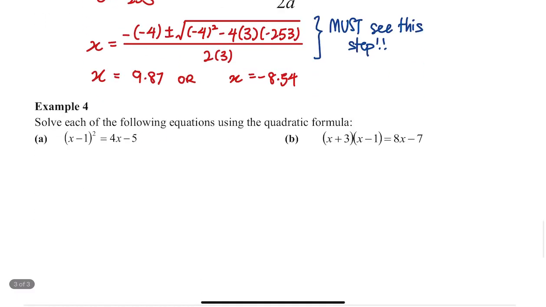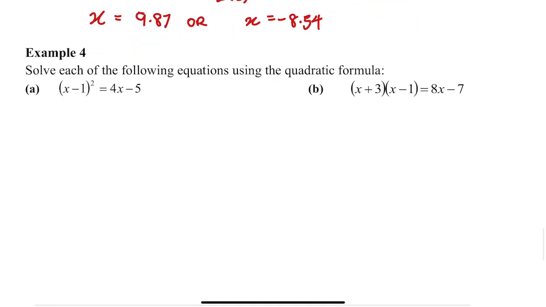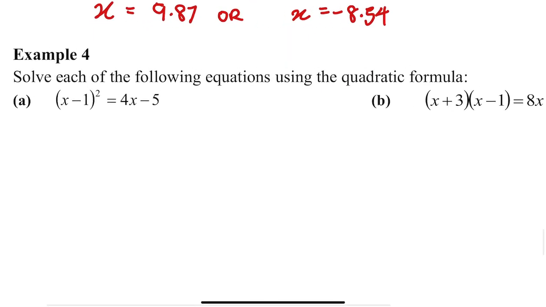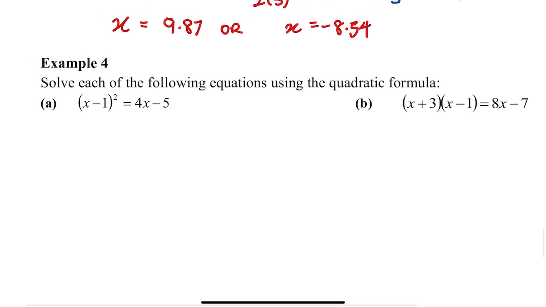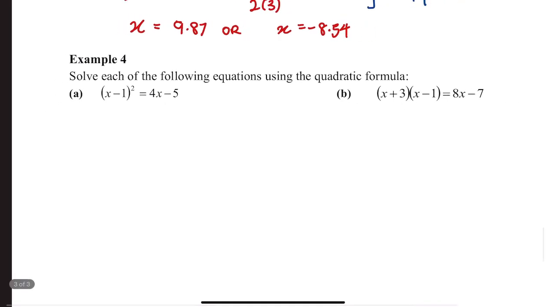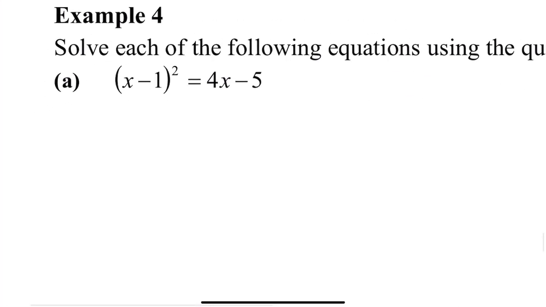Now let's look at example 4. Example 4 is two parts. Very simple. You can first check first. You note that the right hand side is not 0. So that means you must first expand and simplify such that the right side is equal to 0. So let's look at example 4a. Okay, example 4a over here.